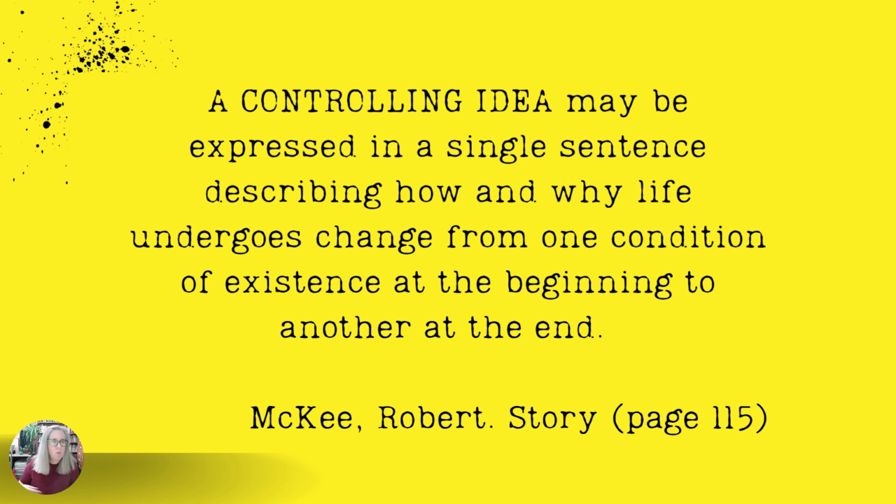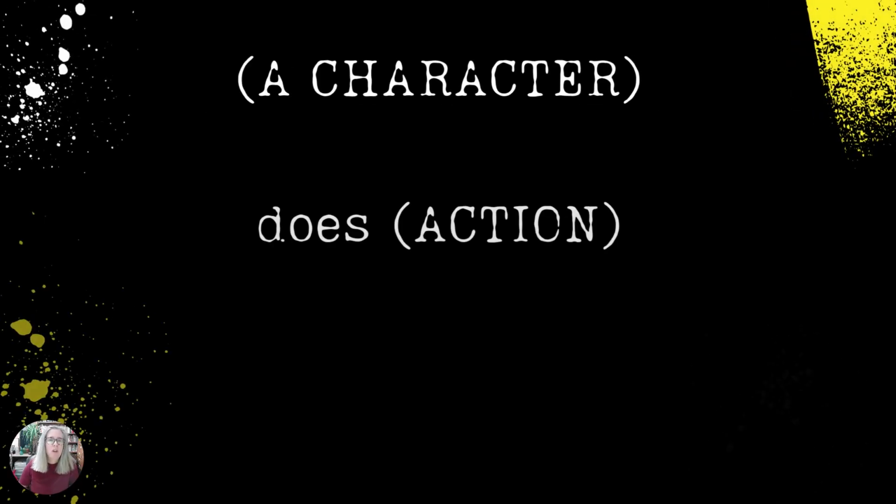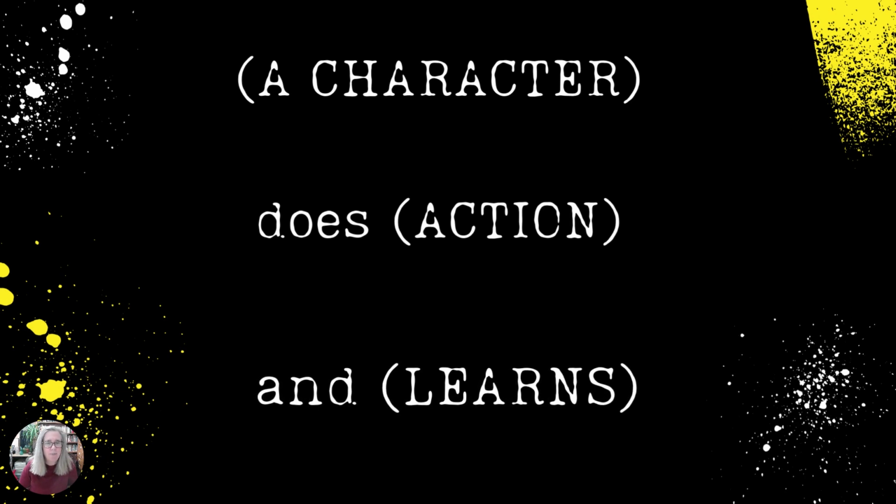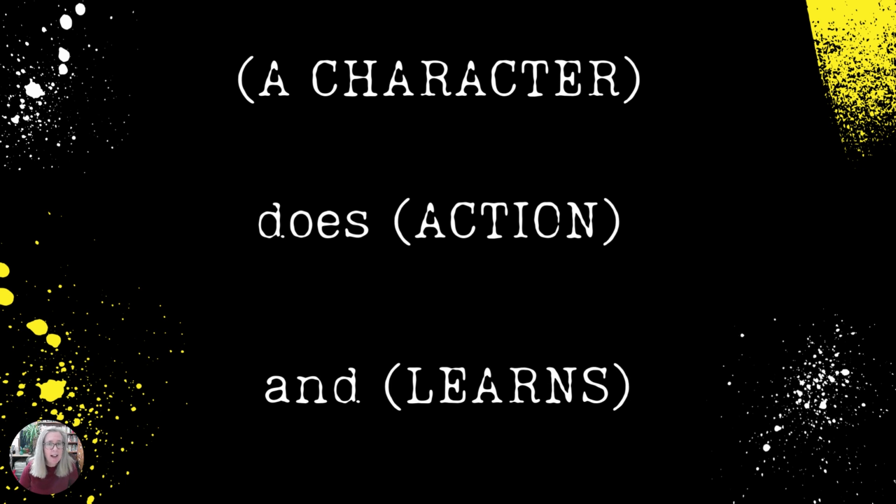So how do you do it? What does he recommend that you do? So here it is. This is the format of your controlling idea. So it is a character. So explain who your character is. Does what? What do they do? What do they do in the book? You don't need every single action, but you need a broad scope of what they do. And finally, what do they learn from this? What is the change in their character because of the actions they've been through?